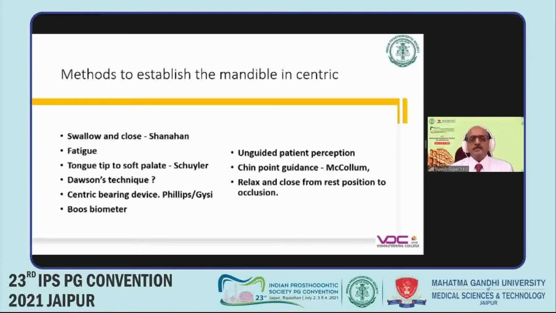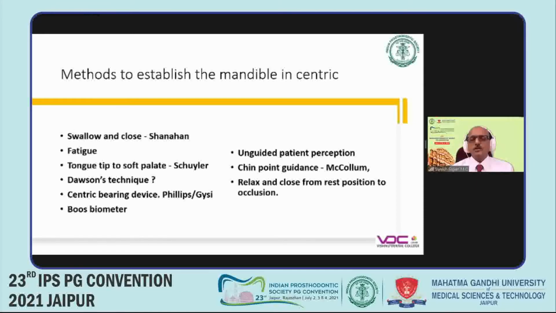Now, unguided patient perception is, as we understand, the most physiological position. What is physiologic for the patient can only be perceived by the patient. So it's easier for the patient to perceive and have the unguided patient position, but the patient needs to be trained as well. The chin point guidance, placing the thumb on the chin and then gently pushing or giving guidance to take the mandible back, was suggested by McCollum.